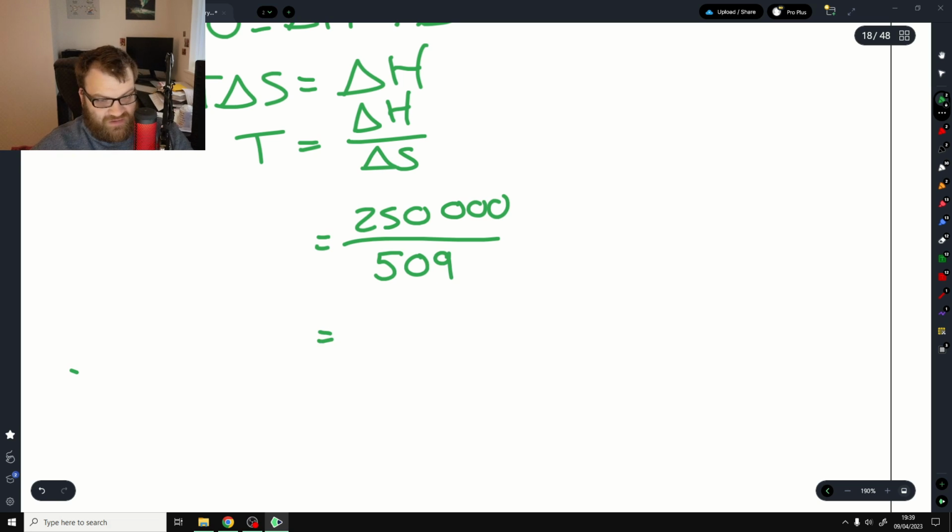Popping that into our calculator, we get an answer of 490, and that is in Kelvin. That gives us an answer of 491 Kelvin.